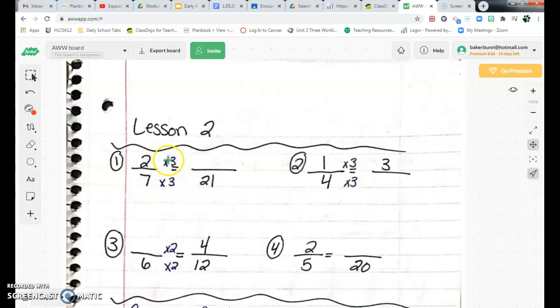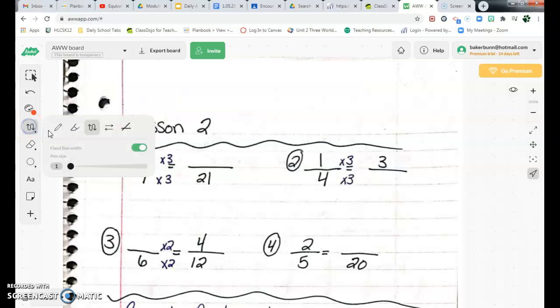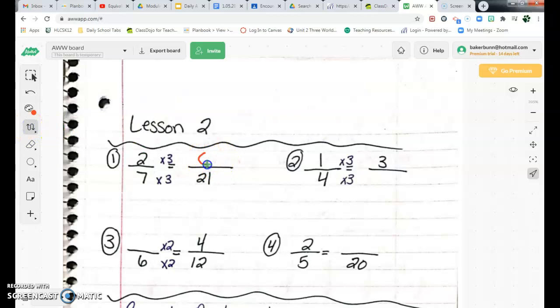Now, 2 times 3 is going to get me, let's see, 2 times 3 is going to get me 6. So I know that 2/7 is equivalent or equal to 6/21. They have the same exact value.